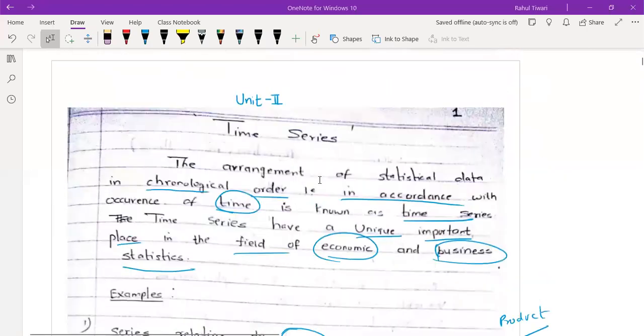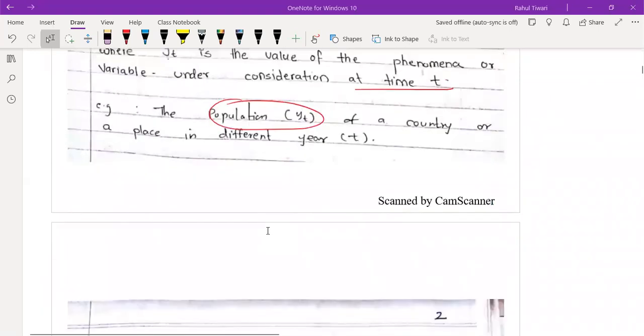So I'll just take the recap of last class. We have started unit 2, which is based on time series. Usually time series is basically an arrangement of the data in chronological order. That means it is pertaining to time. And many applications we saw last class.